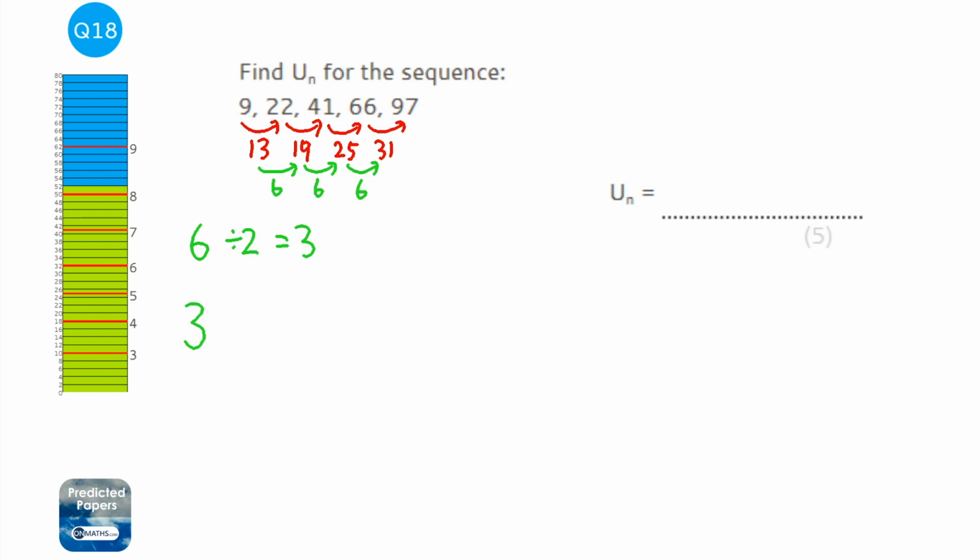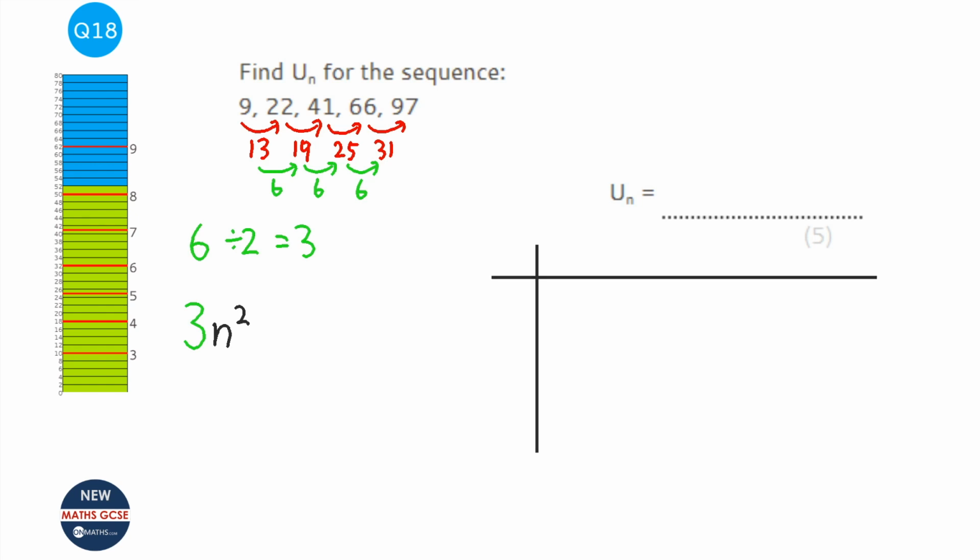Now that 3 will go before an n squared. So we know our nth term will involve 3n squared, but we don't know what the rest of it is yet. So what we do is a little table, and we write in our sequence, which is 9, 22, 41, 66, and 97. And then we write down the sequence for 3n squared, which is going to be 1 squared times 3, okay, because n is 1 for the first term.